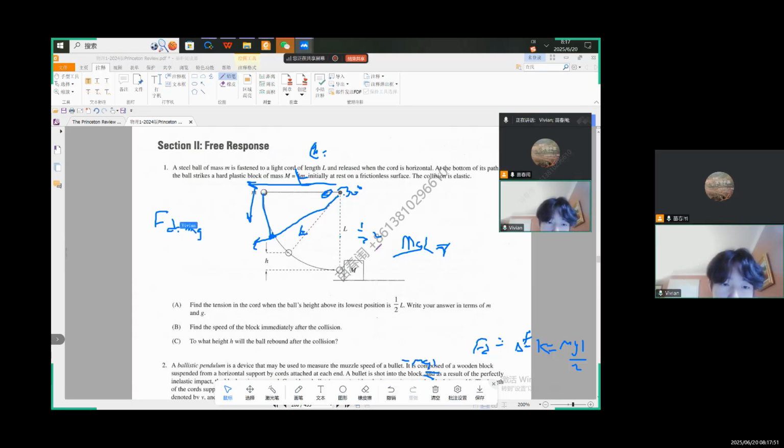GL over 2. And then the D is 1/2 L, by 1/2 L.